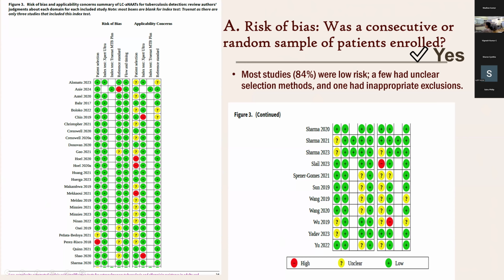So you have the list of all the studies. For each domain, there's a risk of bias and there's an applicability area. In the risk of bias for patient selection, you can see there were actually 6 studies that had some concerns. Most of it was low concern. A few had an unclear selection method and one had an inappropriate exclusion. Therefore, they have downgraded. And because I'm looking at it overall, since 84% were good, I said yes, consecutive sampling was collected.